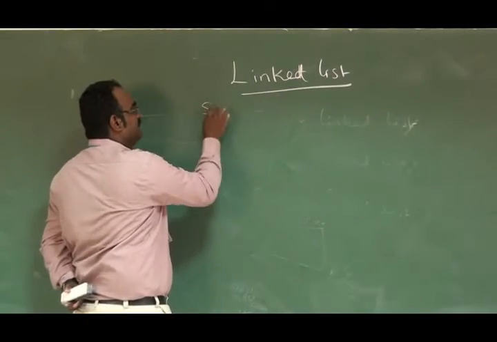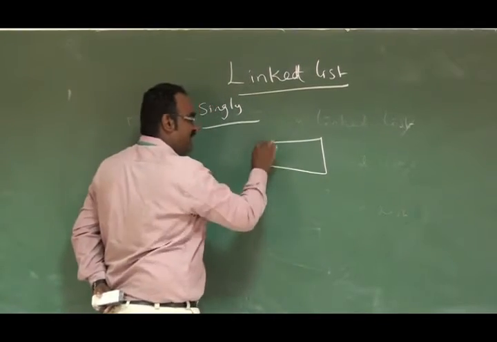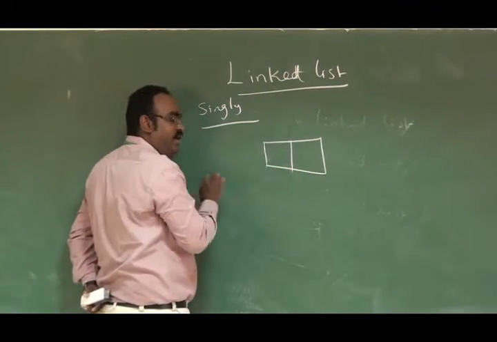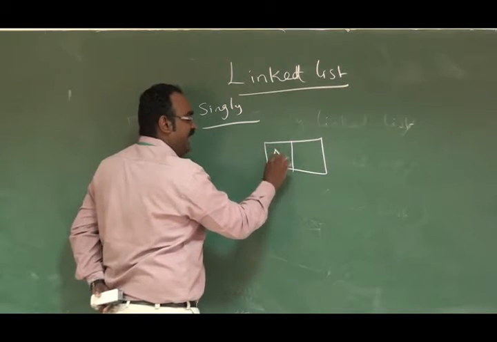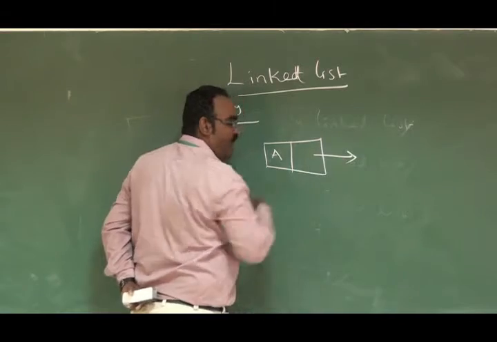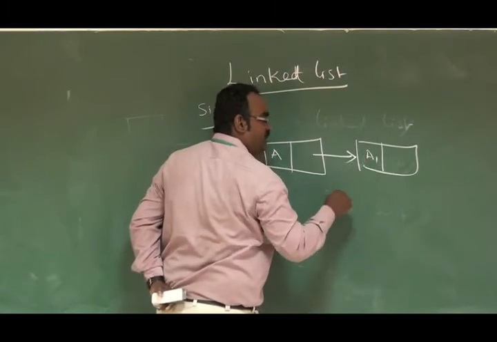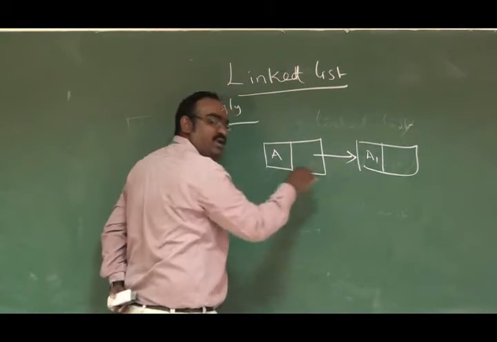So, singly linked list, the node declaration for that, which is a single node. It has two compartments: one is for data, say A is the data, and the other is the next pointer. The pointer is pointing to another node, which is A1. A and A1 are in different locations.